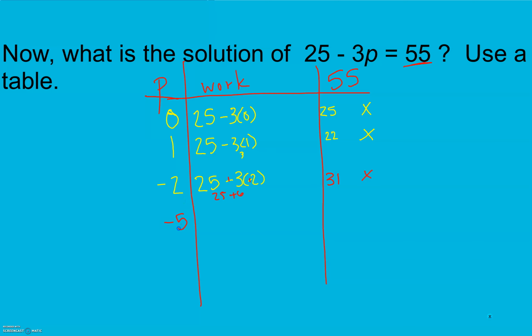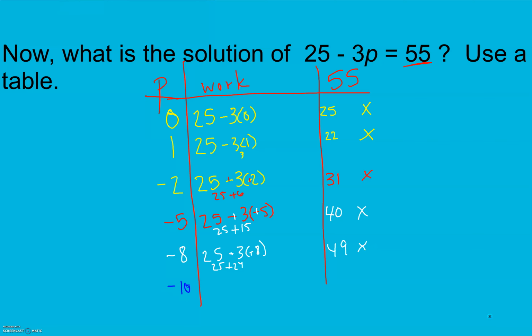So let's try like negative 5. 25 minus 3 times negative 5. Again, two negatives when we multiply make a positive, so plus 15. 25 plus 15 gives me 40. Still headed in the right direction, but not there. Let's try negative 8. 25 minus 3 times negative 8. Two negatives give me a positive 24. So 25 plus 24 gives me 49. We're getting closer.